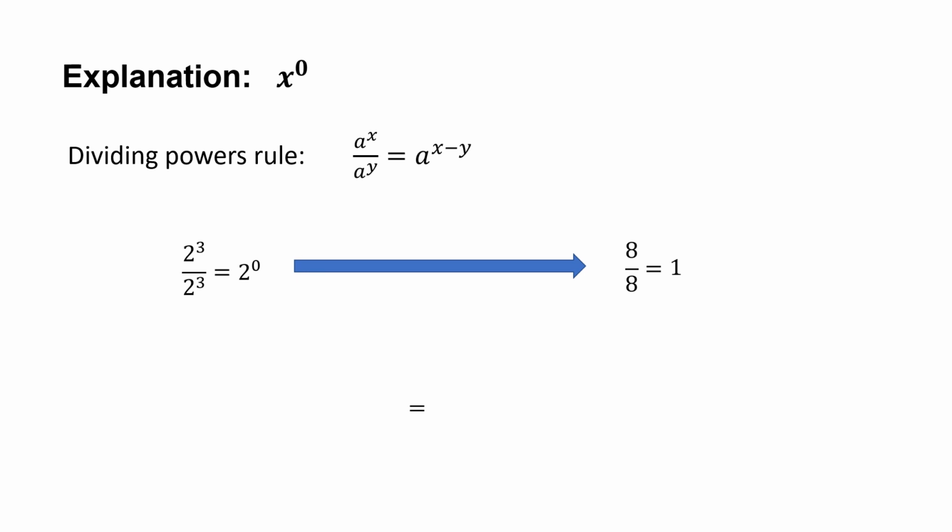So if we equate the left and the right-hand side, we're going to get that 2 to the power of 0 is 1. And so our rule is that x to the power of 0 equals 1.